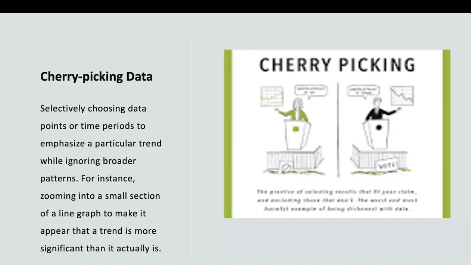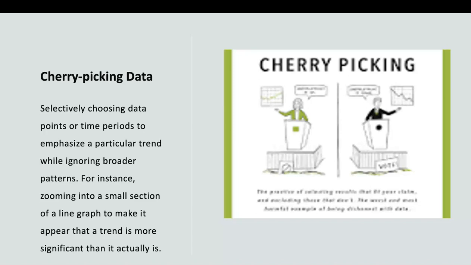Cherry-picking. Cherry-picking is something that's real popular in our political scene. You see it in sports. You see it all over, where selectively choosing data points or time periods to emphasize a particular trend while ignoring the broader pattern, the whole picture.